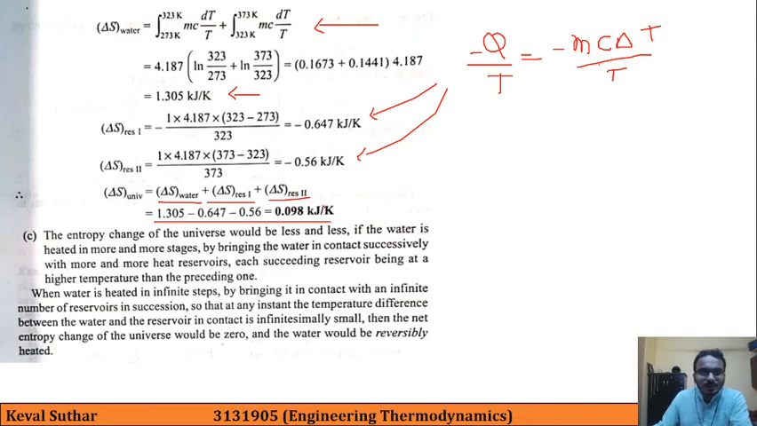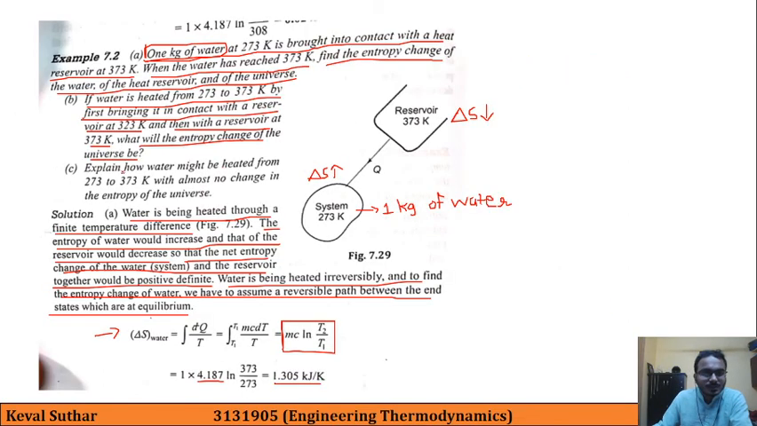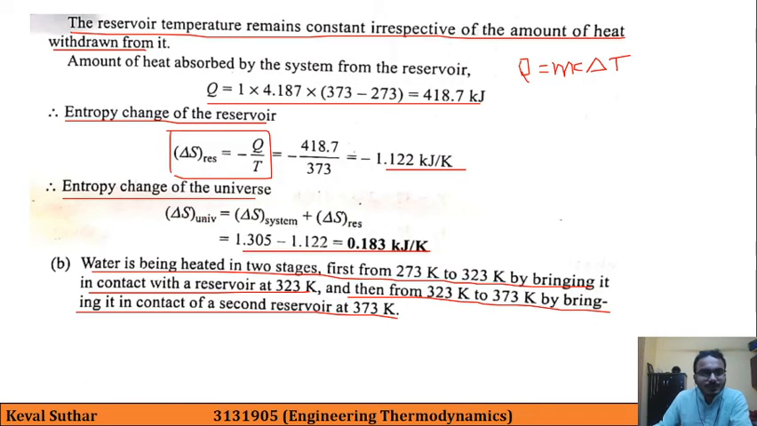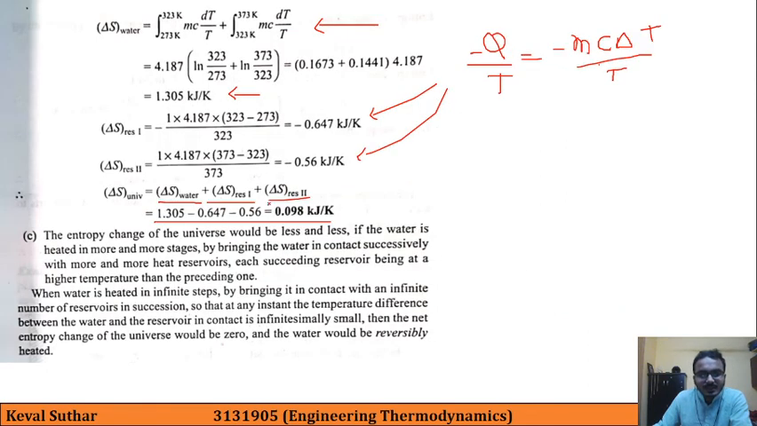Now let's focus on part C of this. Explain how water might be heated from 273 to 373 with almost no change in the entropy of the universe. Here, if you see, in part A the entropy increase of the universe was 0.183. In the second case it has been reduced to 0.098. So when we do this in two stages, the entropy increase of the universe is reducing.